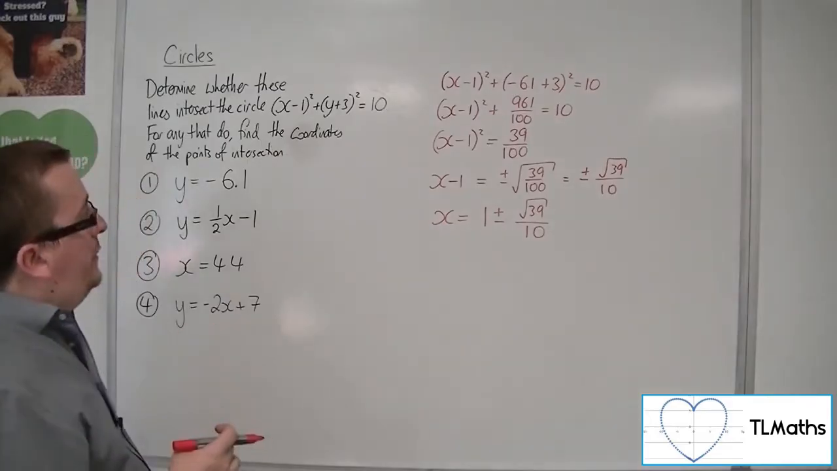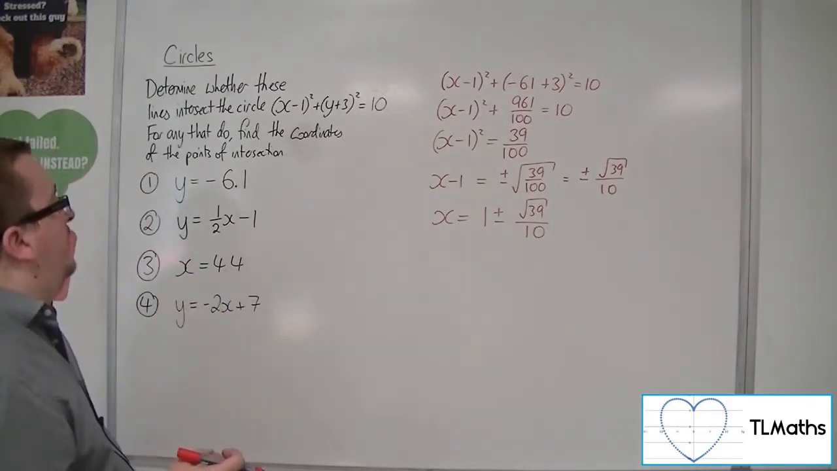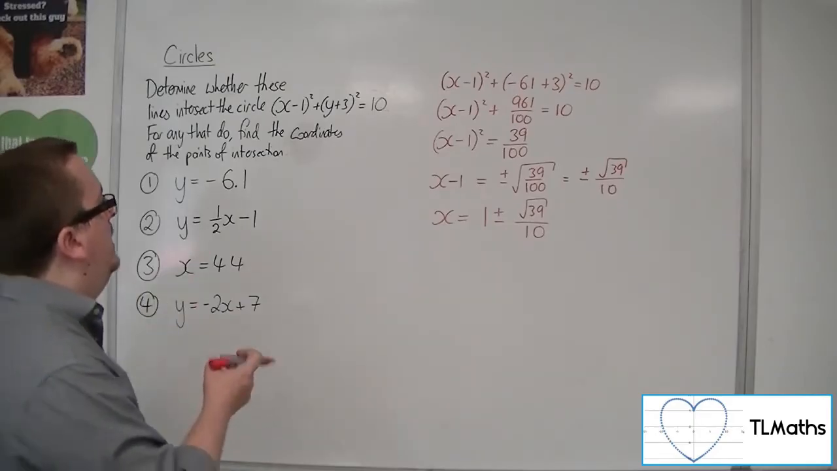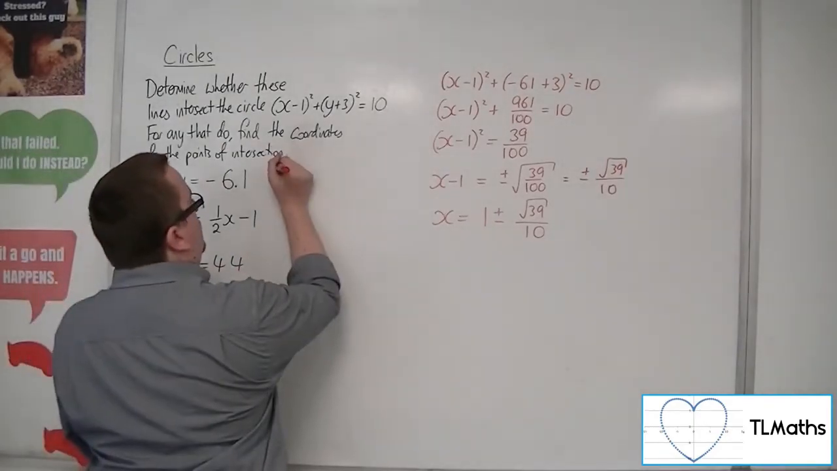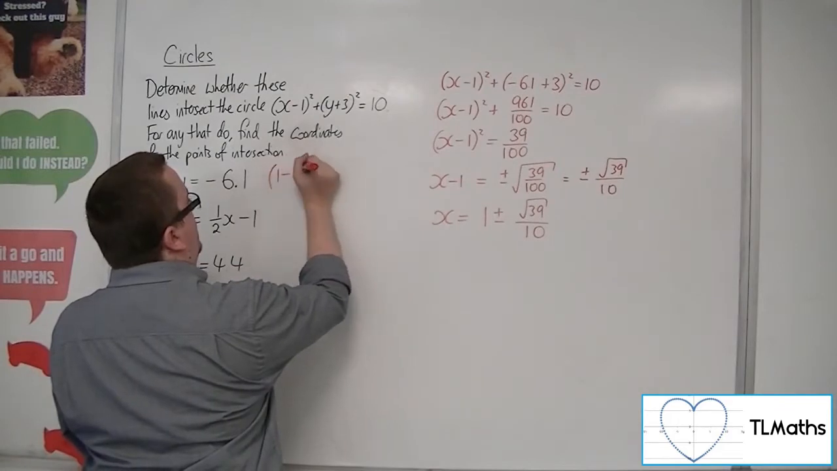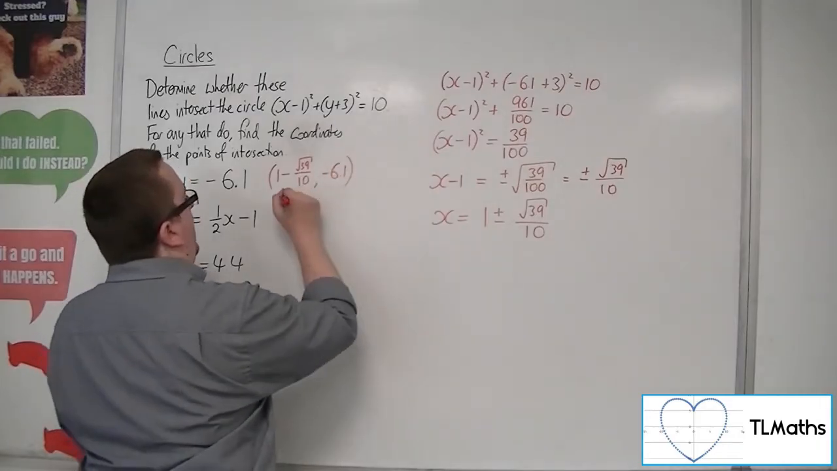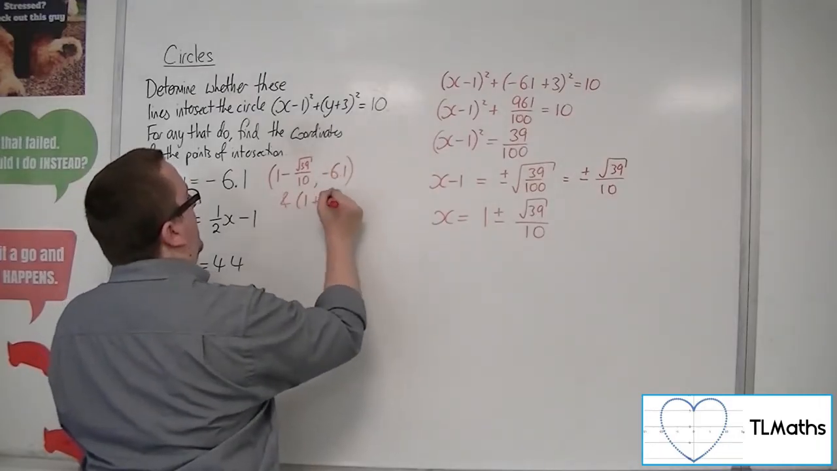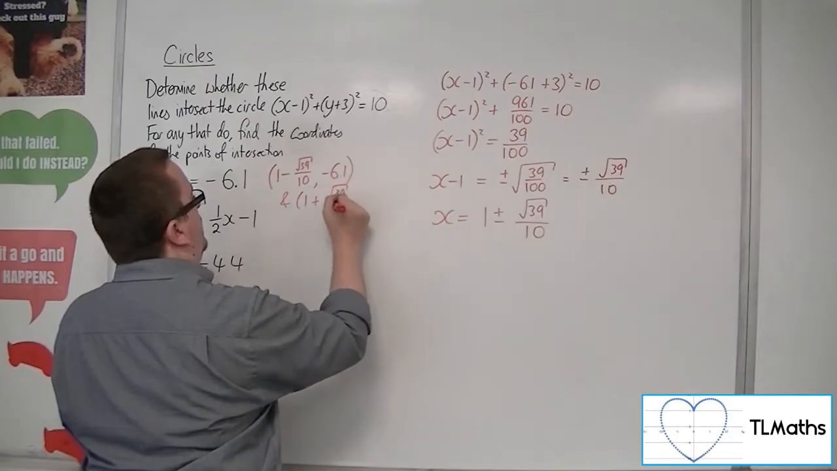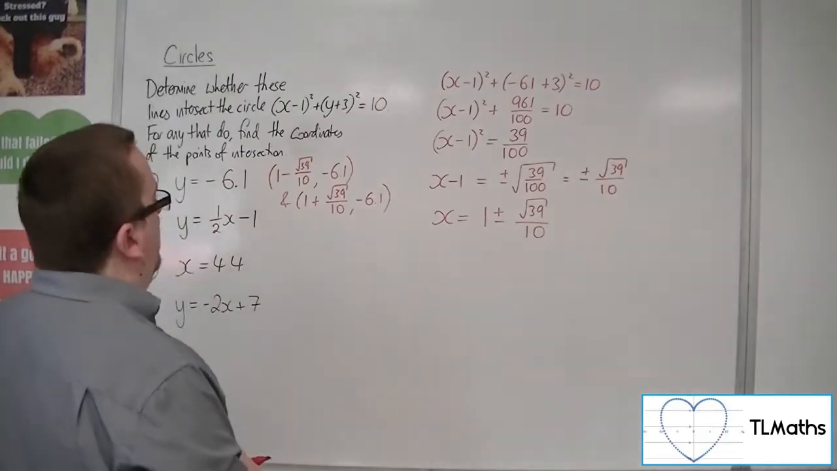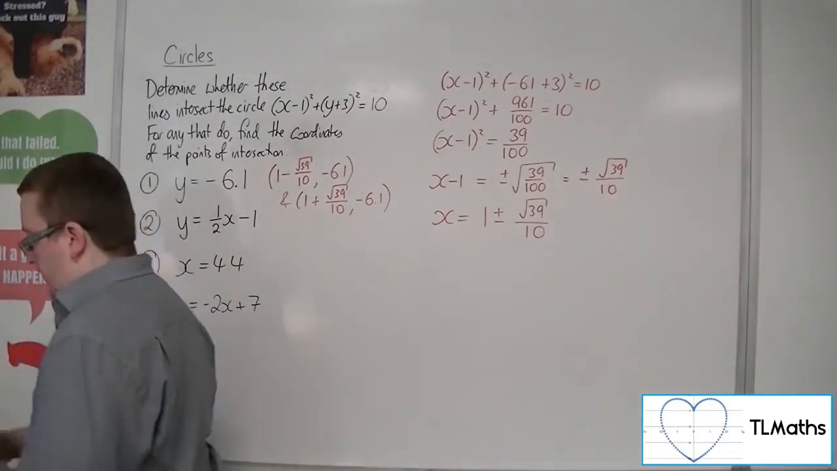And there you have the x values. So yes, the line y = -6.1 does intersect the circle, and it intersects the circle at (1 - root 39 over 10, -6.1) and at (1 + root 39 over 10, -6.1). So they are the two coordinates of intersection.